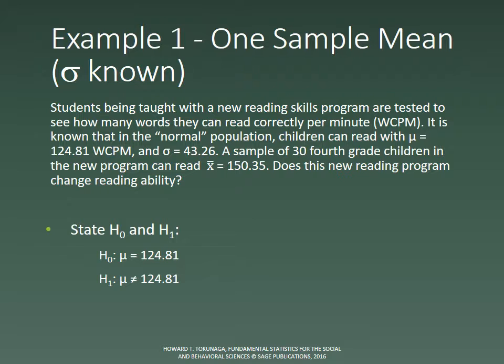Well, our first step is to state the null and alternative hypotheses. So here, the null hypothesis is that the mean is equal to 124.81, and our alternative hypothesis is that it is not equal to 124.81. Now remember, we're trying to relate our sample back to the population. That's why this is stated in terms of what the population mean is.